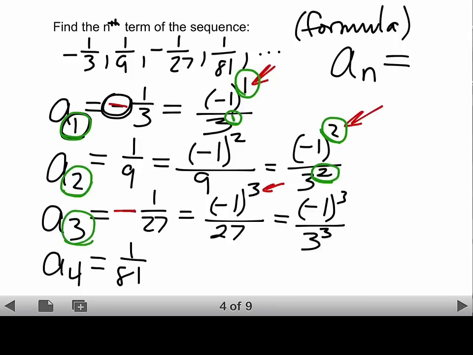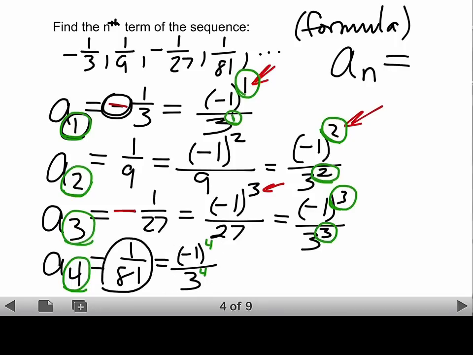For a sub 3, we're looking at negative 1 cubed and 3 cubed. So I'm going to make a wild guess and say that for a sub 4, I'm going to have negative 1 to the 4th, and then in the denominator, 3 to the 4th. Now that's technically a guess. Let me see if it works out the way it's supposed to. If I have negative 1 to the 4th power in the numerator and 3 to the 4th power in the denominator, is that result really 1/81? The answer is yes.